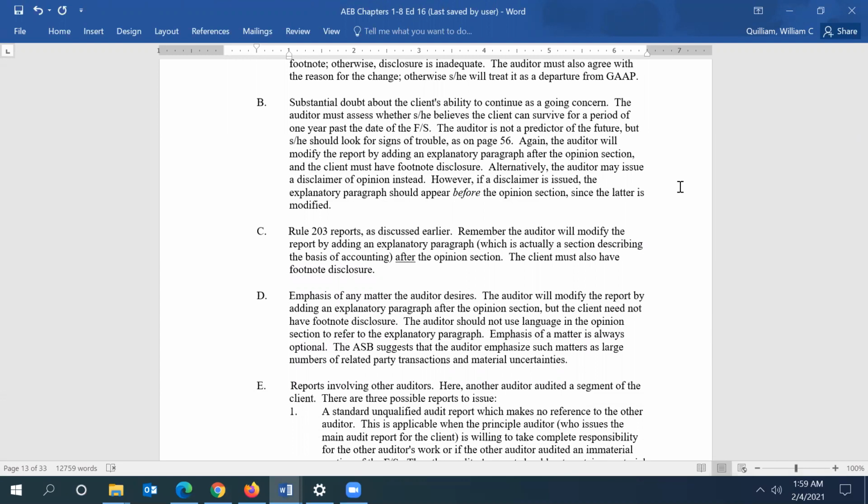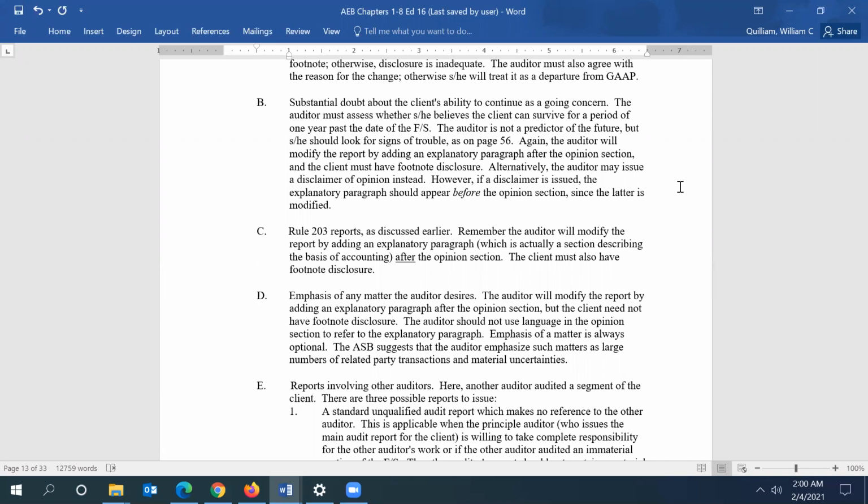Things such as lack of cash flow. So cash shortage, they can't pay their bills. And again, the auditor is going to modify the report by adding an explanatory paragraph after the opinion section. And the client must have footnote disclosure. Alternatively, the auditor may issue a disclaimer of opinion instead if they really are conservative and really want to play it safe. But that's very rare, just so it exists.